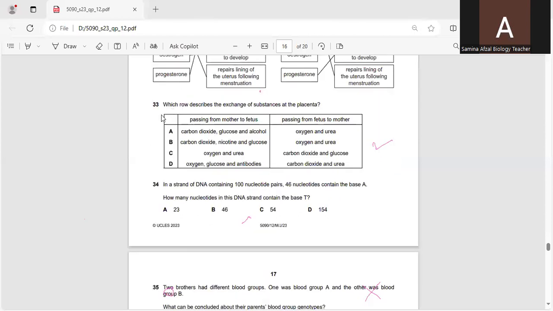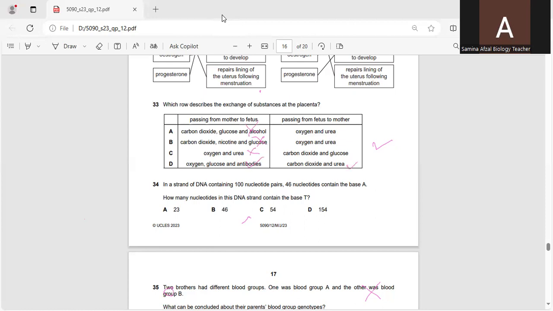Question number 33 describes the exchange of substances at the placenta. At the placenta, you can see carbon dioxide passing from mother to fetus. From mother to fetus, carbon dioxide, glucose, and alcohol, no. It means wrong option. Carbon dioxide, nicotine, and glucose passing from mother to fetus, no. Oxygen and glucose, but not urea. Oxygen, glucose, and antibodies, yes. Carbon dioxide and urea, yes.